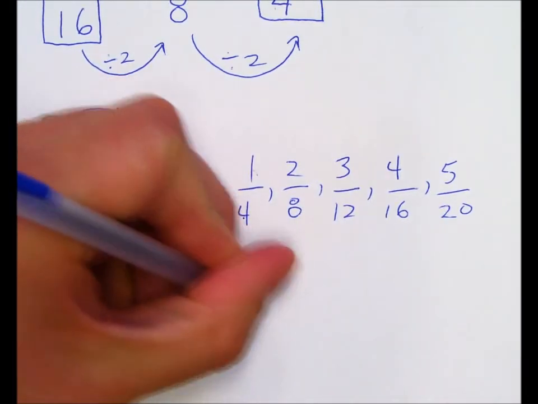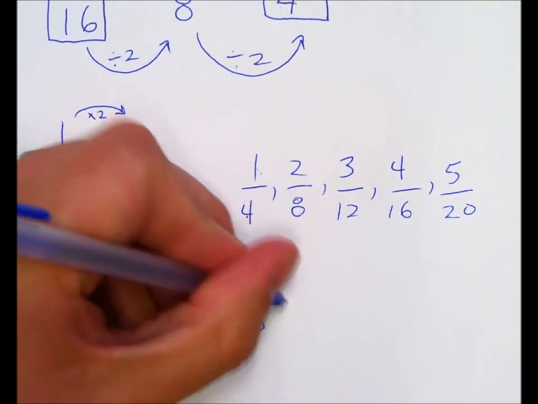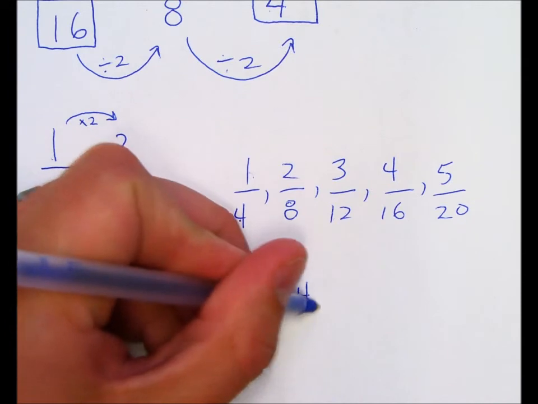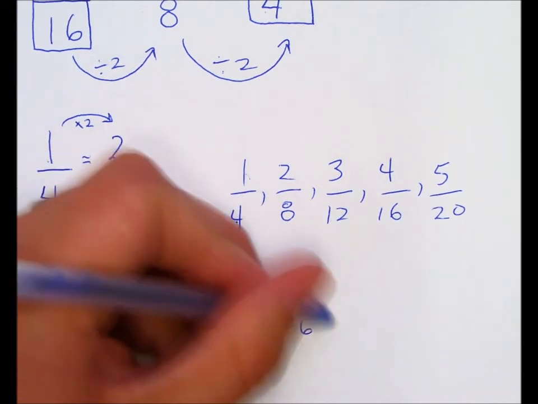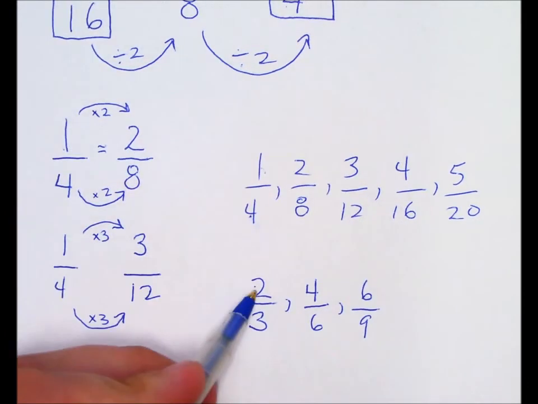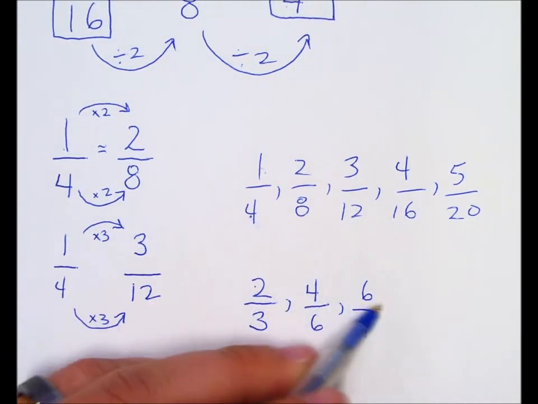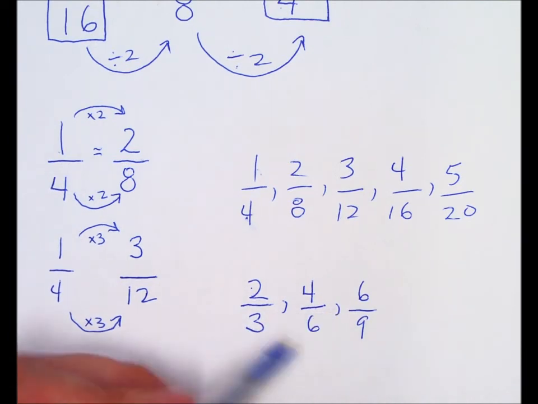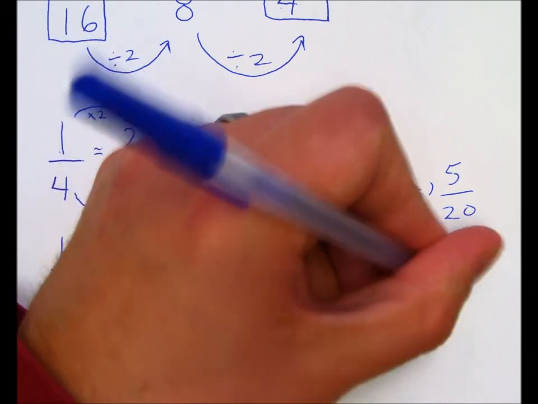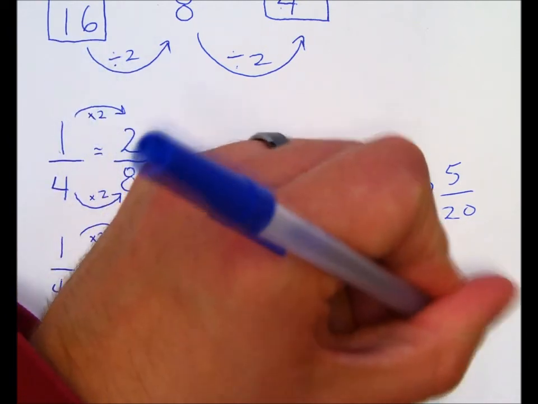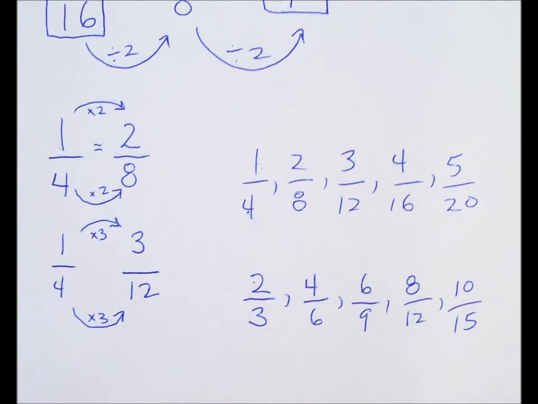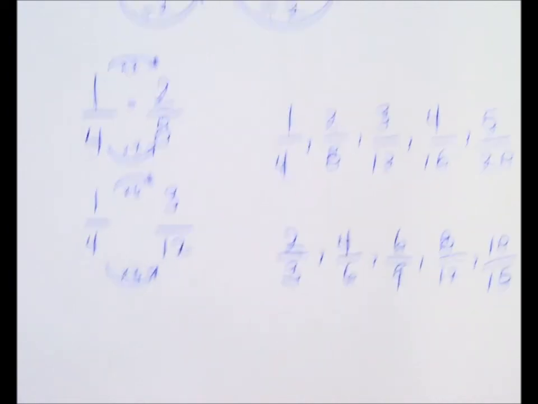If I was doing 2/3, it would also be the same. If I multiply by 2 over 2, I'd have 4/6. If I multiply by 3 over 3, I'd have 6/9. So you'll notice that in this one, we're going up by 2's on the numerator and by 3's on the denominator. So I can go 8/12, 10/15, and so on. I hope this has been helpful. Please feel free to go back and review if you need to.